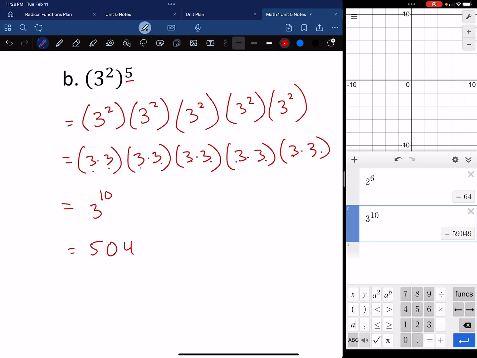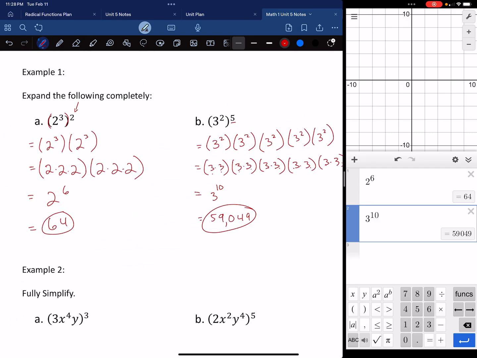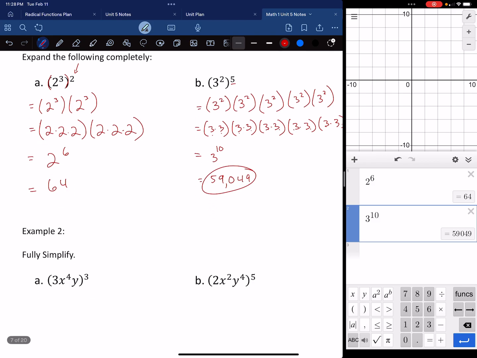Again, our goal here is trying to see some patterns. Okay. That's example 1. Example 2.